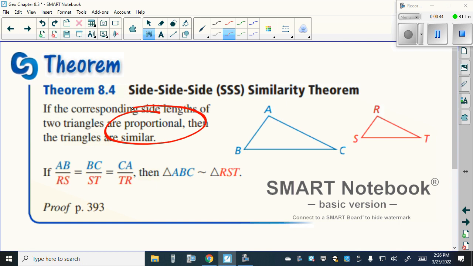Yes. So when we look at this here, we're comparing the side lengths to each other. And if they are all the same fraction, they're all the same scale, then we can say the two triangles are similar to each other.